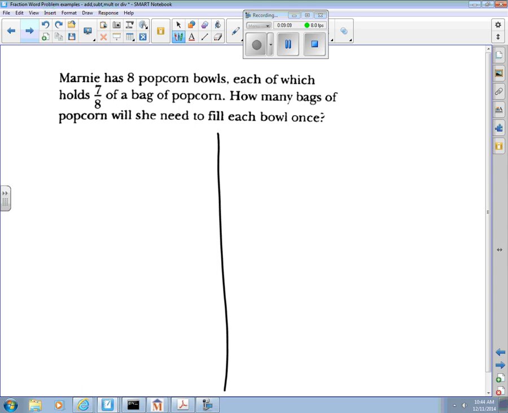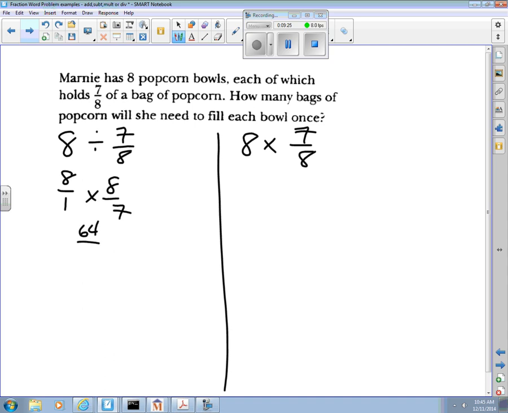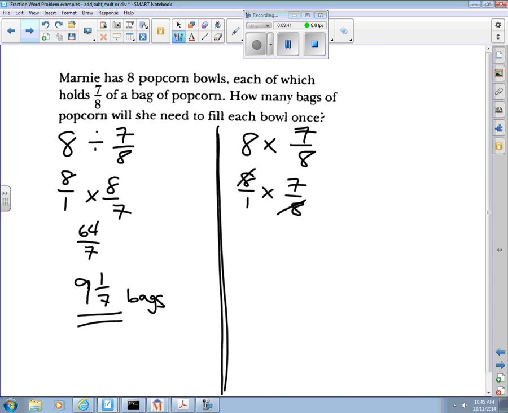They go, well, I don't really know if it's a multiply or divide. So I'll say, well, try them both and see which answer makes sense. Is it 8 divided by 7/8, or is it 8 times 7/8? Well, let's get both answers and see which one makes sense. 8/1 times 8/7, when I do my reciprocal, is 64/7, which is 9 1/7. So does it take 9 1/7 bags to fill the 8 bowls, or is multiply the right way to do it? Is it 8/1 times 7/8, the 8's cancel, and I need 7 bags to fill the 8 bowls?